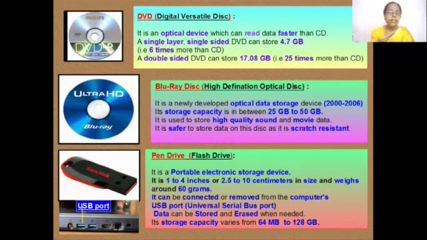The pen drive has to be inserted into a USB. So the USB port is there on the computer. I think you must have seen it in your lab. When you put this pen drive into this USB, what is USB? The full form is Universal Serial Bus Port. It's a port where you can insert the pen drive. So the pen drive is also called a flash drive. It's a portable electronic storage device.